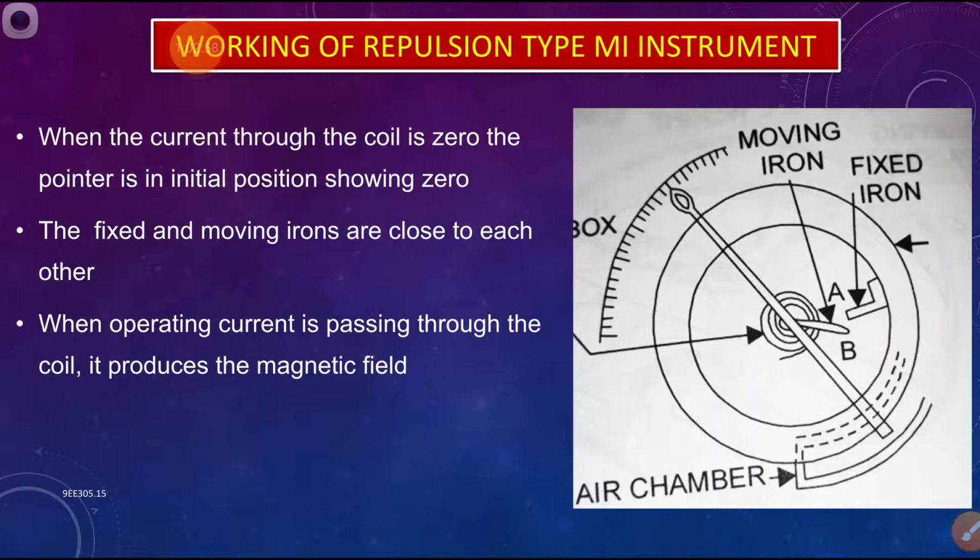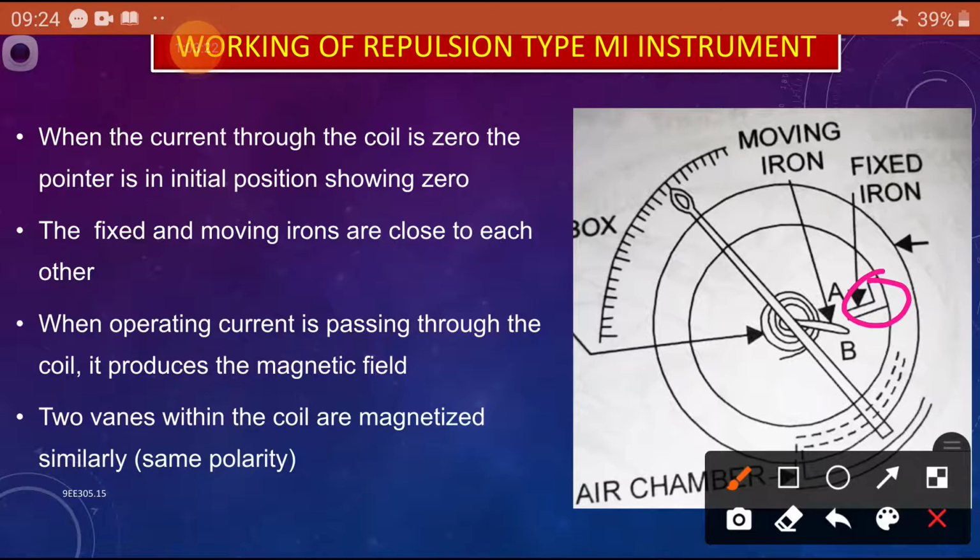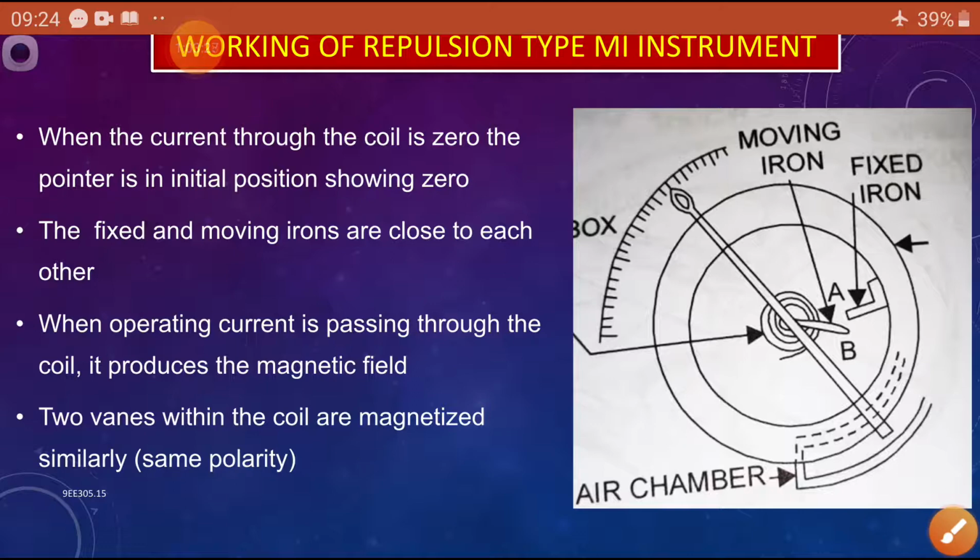When operating current is passing through the coil, it produces a magnetic field inside the coil. The 2 vanes within the coil are magnetized similarly, with the same polarity: one side north pole and the other south pole. So, you can see here, one is attached here and one is attached to this spindle, A and B. Okay, fixed iron and moving iron. A is the fixed one, B is attached to the spindle.